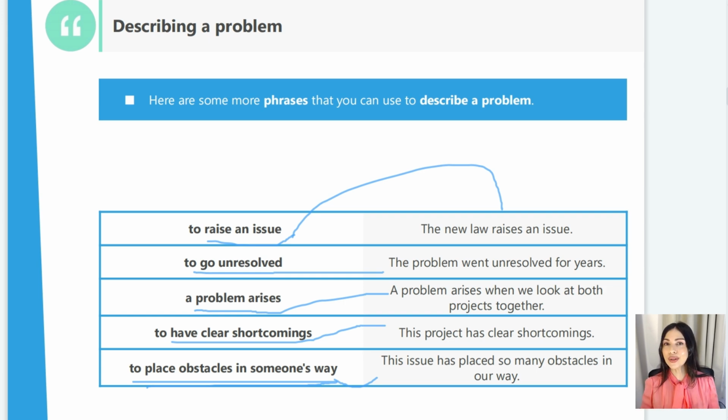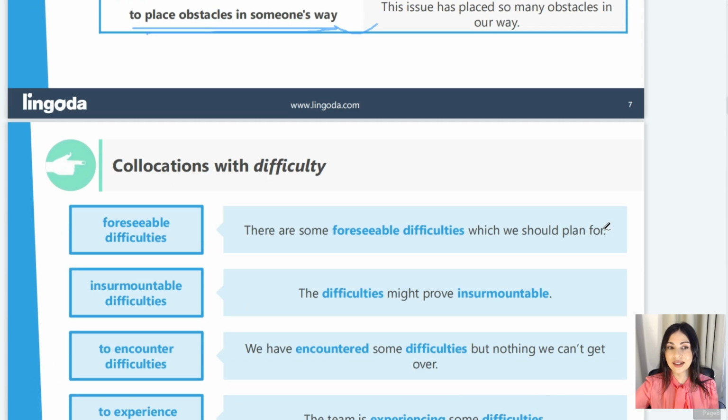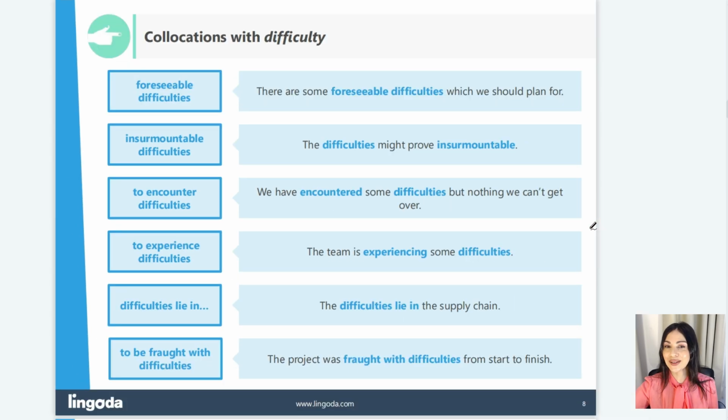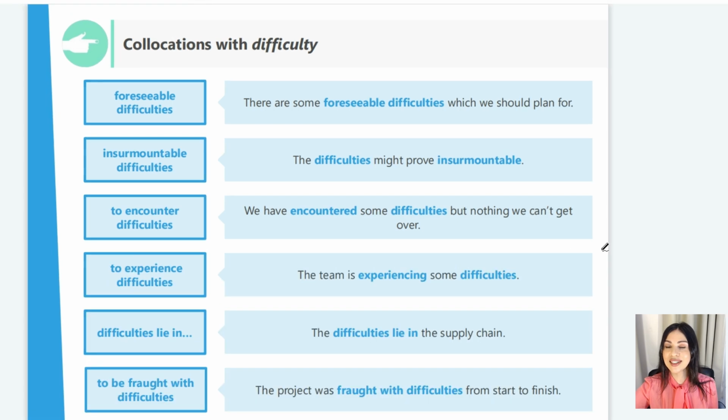How can you use these expressions in sentences of your own, in speaking or in writing? Think of email formats that you'd need to use them in, and think of presentations if that's part of your job description. Now, here are some expressions to do with difficulty. A foreseeable difficulty is something which you can foresee, which is why fore always means before or pre. Right? So when you predict something, you can foresee that it might happen. There are some foreseeable difficulties which we should plan for.